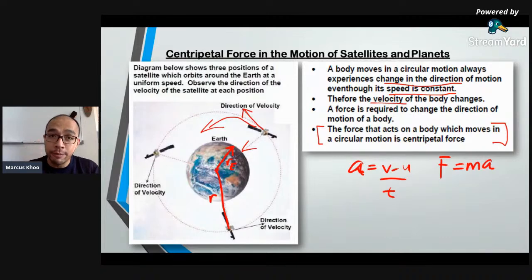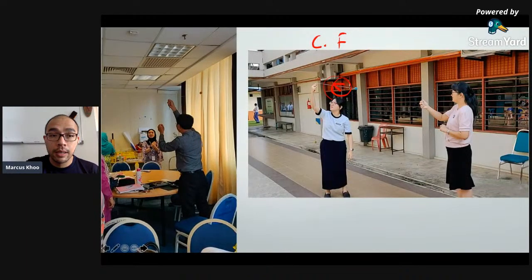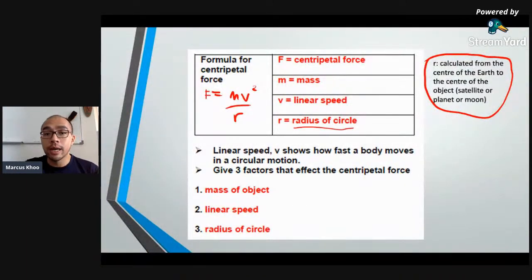But when we talk about centripetal force, we need to remember that it is a force between two objects, the Earth and the satellite or the planet. So when we consider the radius, we consider the distance between the center of the Earth and the center of the satellite itself. Please take note of this R over here.